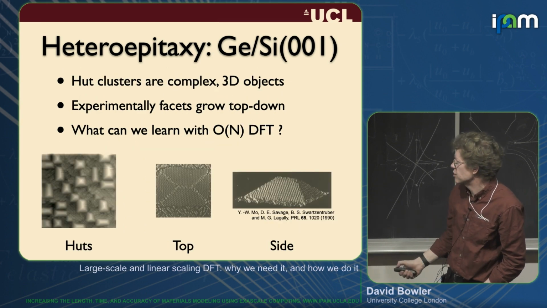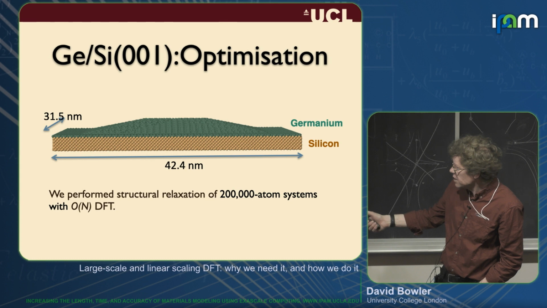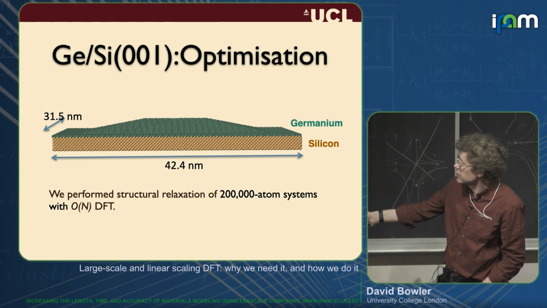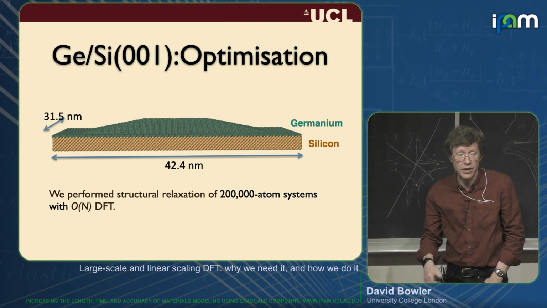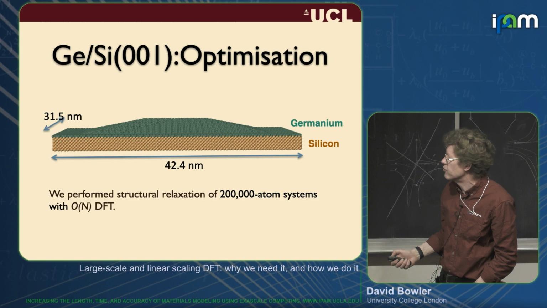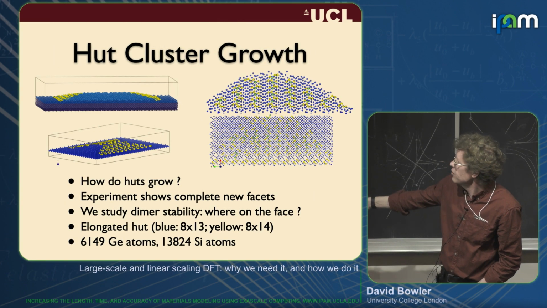So here's another picture. And so we're doing these calculations of germanium on silicon. They're mainly done in Japan. So this is a 200,000 atom system, and we actually managed to do structural relaxation on it. It wasn't quick, it wasn't easy, but they did relax it. And so what they're doing now is they're looking at how these things would actually increase.